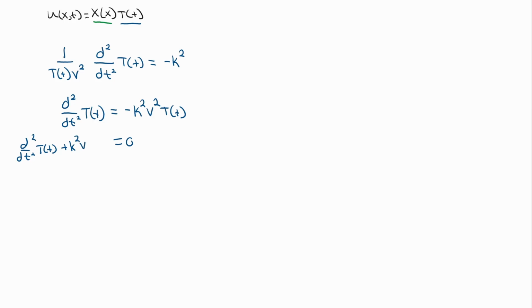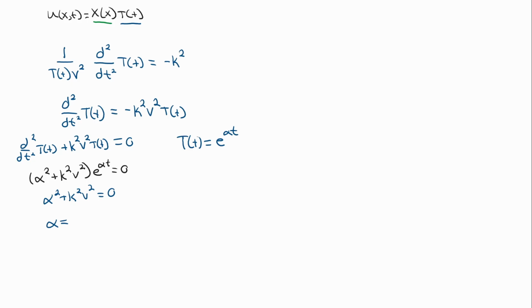Plus k squared v squared T of t. And then if we do the same trick as before, but now our trial function is going to be e to the alpha t, because t is our variable in this case, not x. When we're solving for that, if we plug it in and take the second derivative, we'll get alpha squared plus k squared v squared multiplied by our trial function. And remember, our trial function is never going to be 0, so we can divide both sides by that. And so we get alpha squared plus k squared v squared is equal to 0.